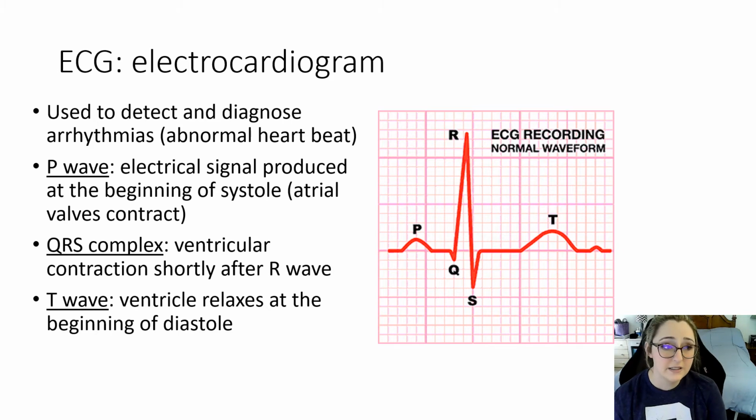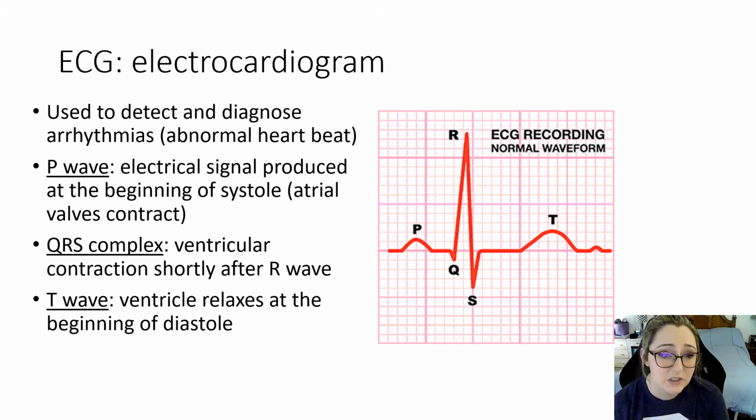Reading a heart beating, essentially, is going to be through an ECG, which is called an electrocardiogram. It is used to detect and diagnose arrhythmias, so make sure you make a note that arrhythmia means abnormal heartbeats, and you have different waves, and I do want you to know them in order and what they represent. The P wave, this first little blip that you have, is going to be the electrical signal produced at the beginning of systole. So this is the start of atrial valves contracting.